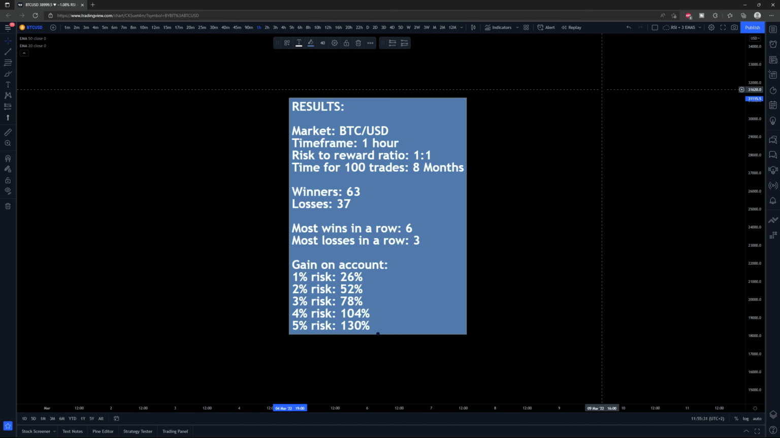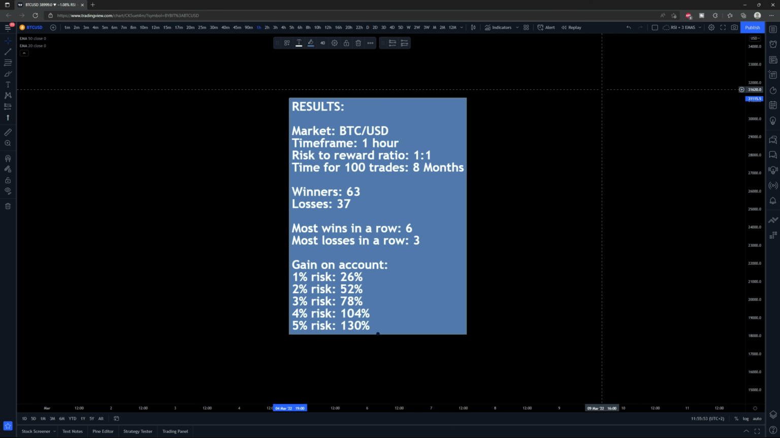Starting at the top, the market tested on was Bitcoin against the US dollar on a 1-hour time frame using a 1-to-1 risk to reward ratio. It took 8 months of price data to get the 100 trades. There were 63 winners and 37 losses. The most wins in a row was 6, and the most losses in a row was 3. So relatively small drawdown at only 3 based on this test.